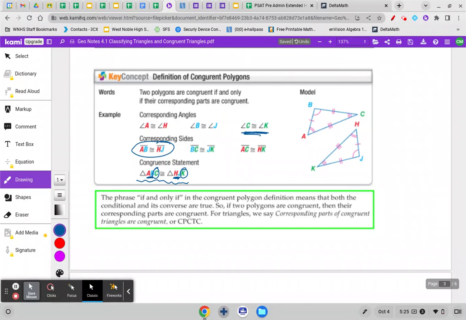And then the last thing on here, it says the phrase if and only if, and the congruent polygon definition means that both the conditional and its converse are true. So if two polygons are congruent, then their corresponding parts are congruent. So if you have two congruent polygons, or triangles mostly for our case, you can state that any other pair of parts of it is congruent by corresponding parts of congruent triangles are congruent, or we usually say CPCTC. Now, it takes you a minute to get that down. I would probably think of this for now, so you know what CPCTC actually means.